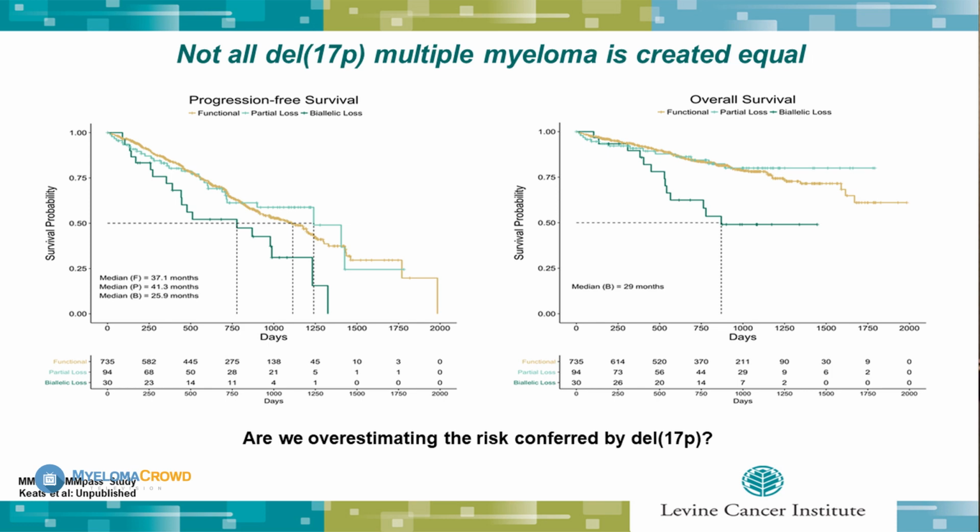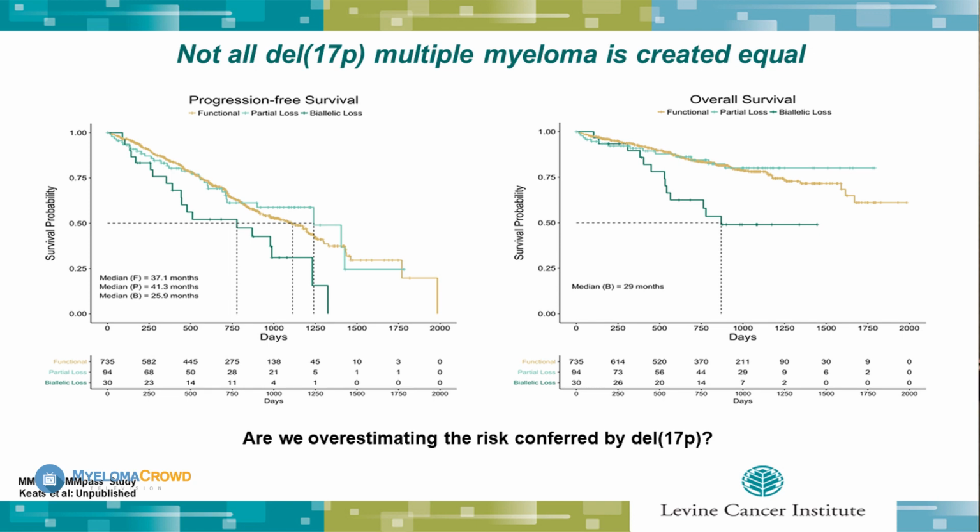Not only that, and I've alluded to this before, but not all deletion 17p is created equal. Having a deletion 17p is considered high risk. However, if you look at people who just have a mutation in one of their p53 genes, or they have a deletion of p53 but the other p53 copy is intact on the other chromosome, those patients do just as well from a progression-free survival and overall survival perspective as those patients who don't have deletion 17p.